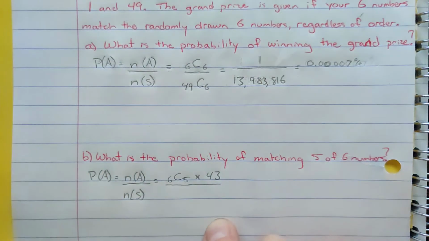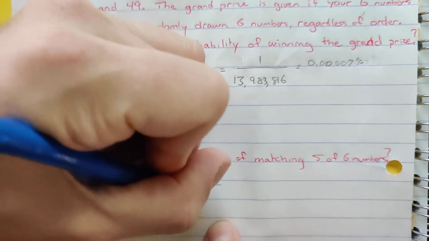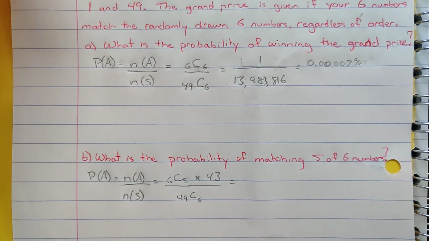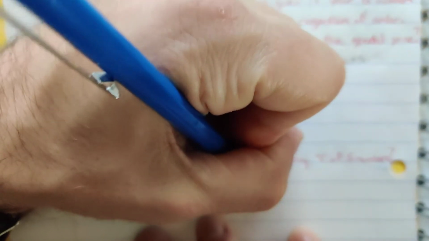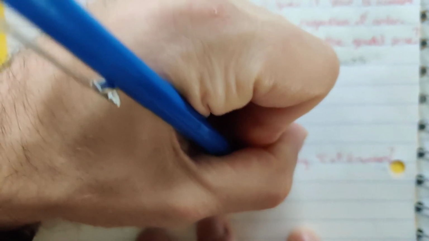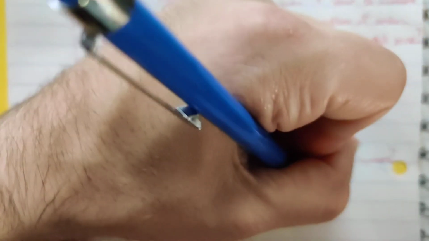And again, our sample space in total is 49 choose 6. And so we get 6 choose 5 times 43, which is going to be 258. So 6 choose 5 is 6, times 43 is 258, out of 13,983,816. Your chances are still pretty slim.